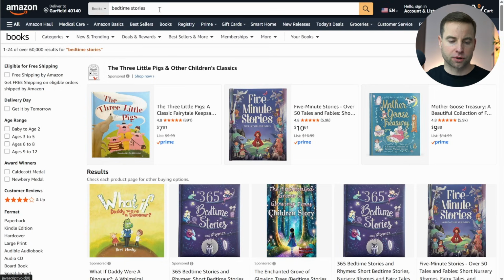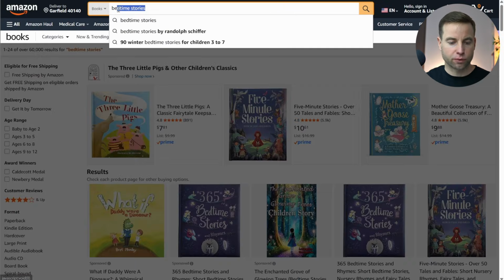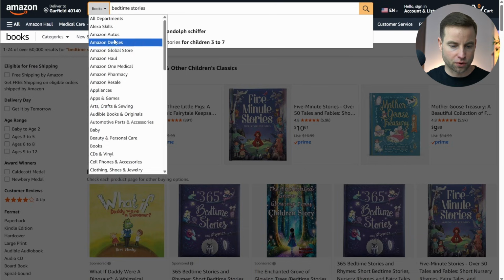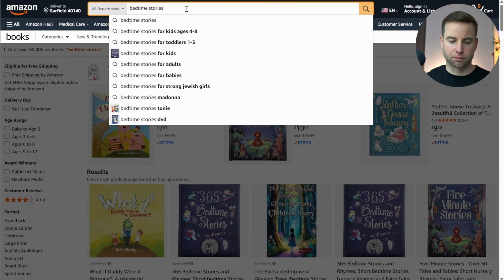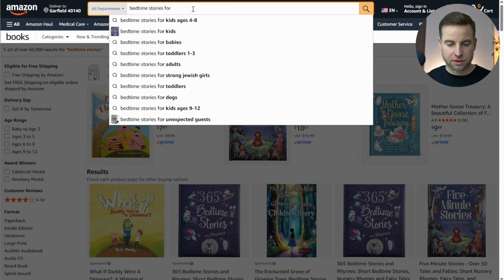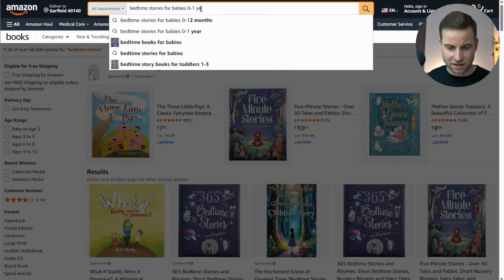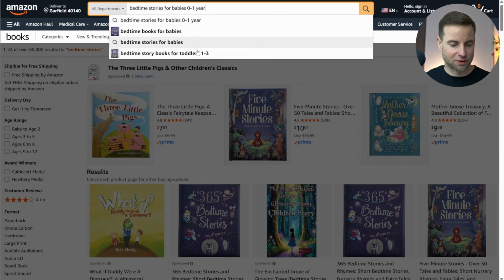One way to do keyword research is just using the search bar in Amazon. If we type in bedtime stories, Amazon is suggesting other phrases that we can look for on Amazon. And if we change to all departments, we will get even more suggestions. So instead of advertising only for the generic term bedtime stories, we can also use some more specific search terms, like bedtime stories for kids, or bedtime stories for babies, or bedtime stories for babies 0 to 1 year. So already some good suggestions.